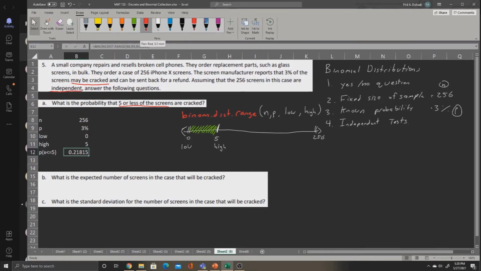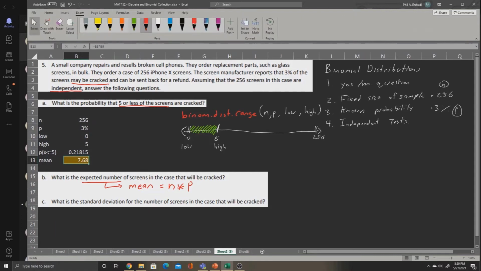Question B asks, what is the expected number of screens that will be cracked? When they say expected number, really, they want the mean. Now to find the mean, that's just going to be N multiplied by P, the size of the sample times the probability of it being cracked. Now, we already have the N and the P entered, so we'll come down one line and make a field for the mean. So, for the mean, we'll say equals, click on the N, multiply, now click on the P, and press enter, and we get 7.68 for our mean.